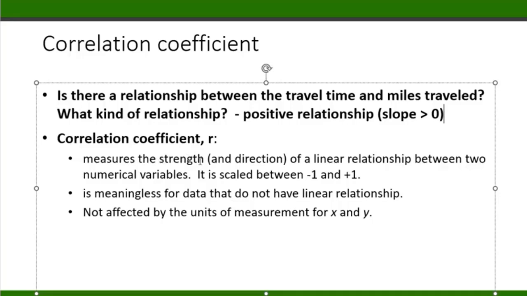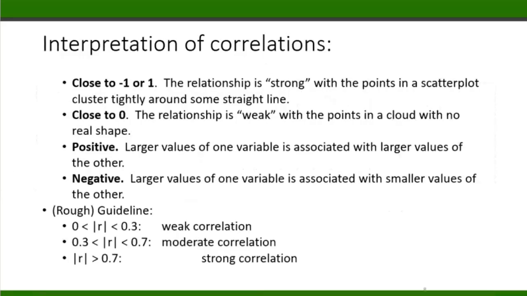So it's between -1 and 1, and we could interpret it as if it's close to 1 or -1, that means it's very, very strong. If it's close to 0, that means it's a very weak relationship. Okay, so let's take a look at some pictures here.